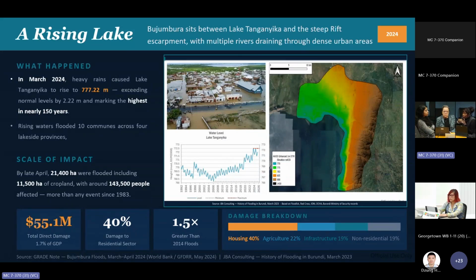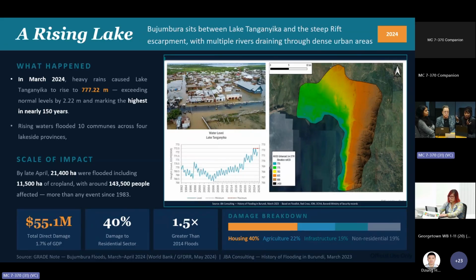So let me just quickly use the 2024 event to illustrate this. In March of 2024, Lake Tanganyika rose to historically high levels. As a matter of fact, it was 777.2 meters, which was the highest level of Lake Tanganyika that was recorded in 150 years. As a result of that, it created widespread backwater effects across the city, particularly in low-lying areas like Gatumba. And you would see that area in green on the map actually is around 775 meters relative to mean sea level.